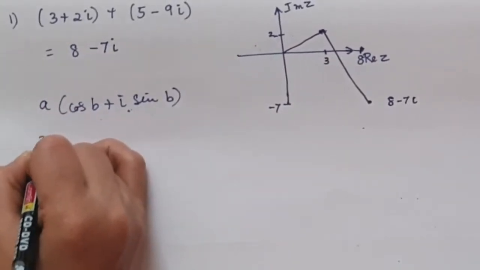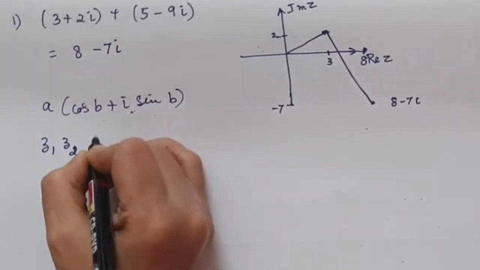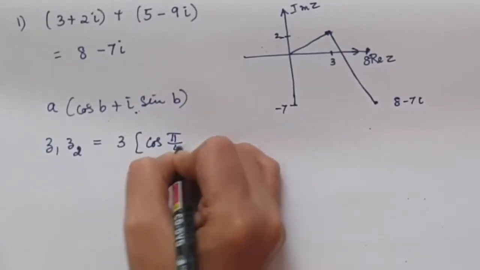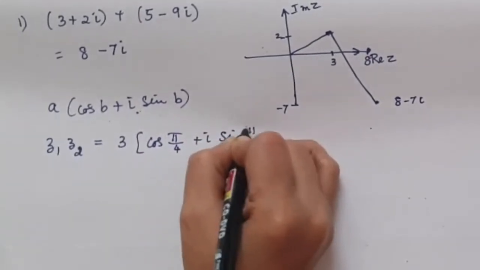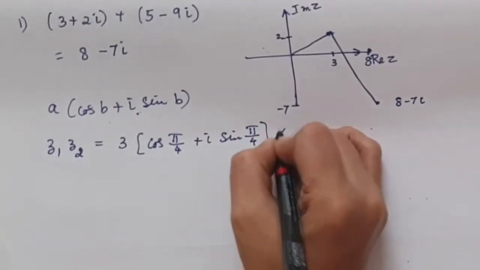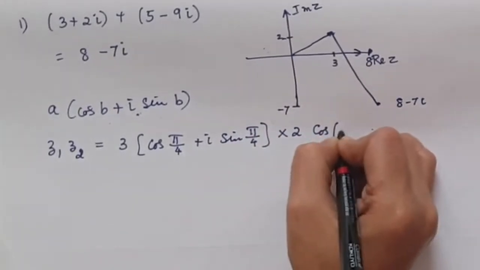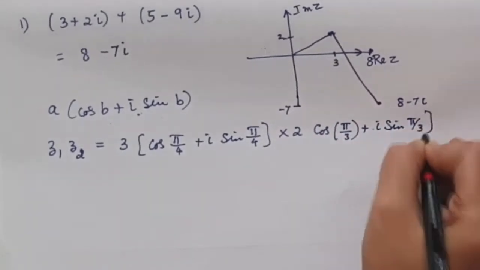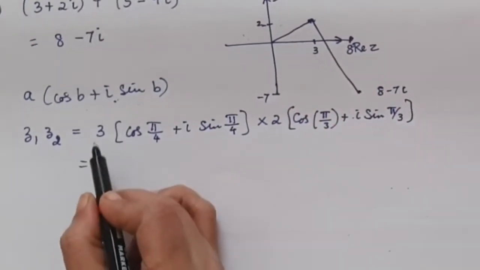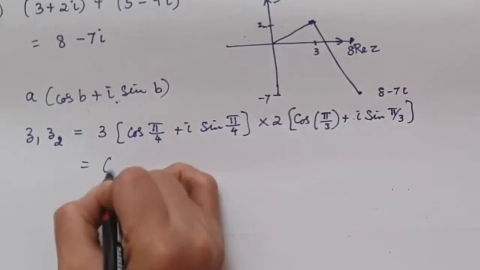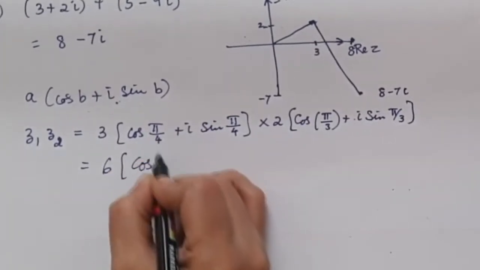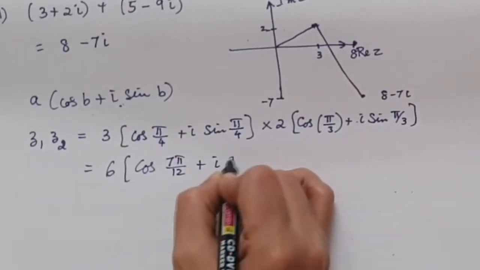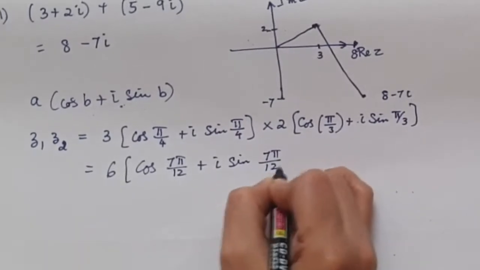Now if we multiply two complex numbers z1 and z2, we'll take our first complex number as 3 cos pi over 4 plus i sin pi over 4. This complex number is multiplied by 2 cos pi over 3 plus i sin pi over 3. When multiplying, we just multiply the magnitudes, that is 3 twos are 6, and add the arguments. Pi over 4 plus pi over 3 will give us 7 pi over 12. So it is 6 cos 7 pi over 12 plus i sin 7 pi over 12.